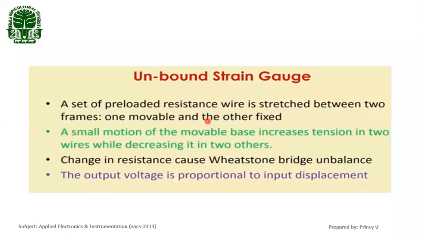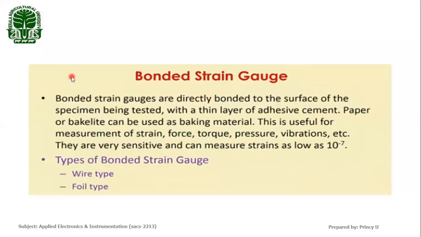So a set of preloaded resistance wires is stretched between two frames, one movable and the other fixed. A small motion of the movable base increases tension in two wires while decreasing it in the other two. This change in resistance causes Wheatstone bridge unbalance, and the change in output voltage is proportional to the input displacement. And the next classification is the bonded strain gauge.